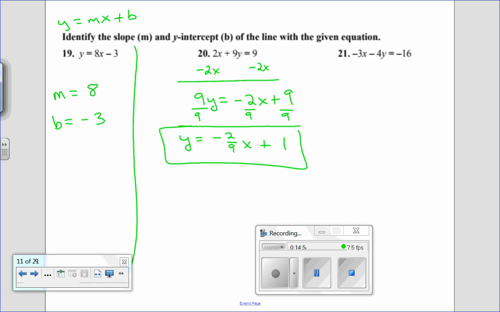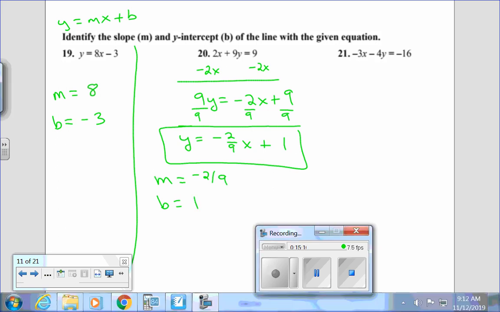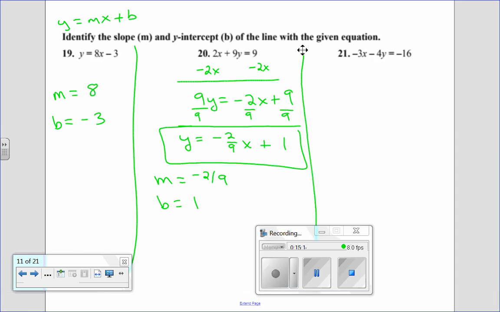But we need to identify the slope and the intercept. What's the slope going to be? Negative, don't lose your negative sign. And your intercept? Good job. Good job, guys. All right, number 21, we're calling it a day after this one.